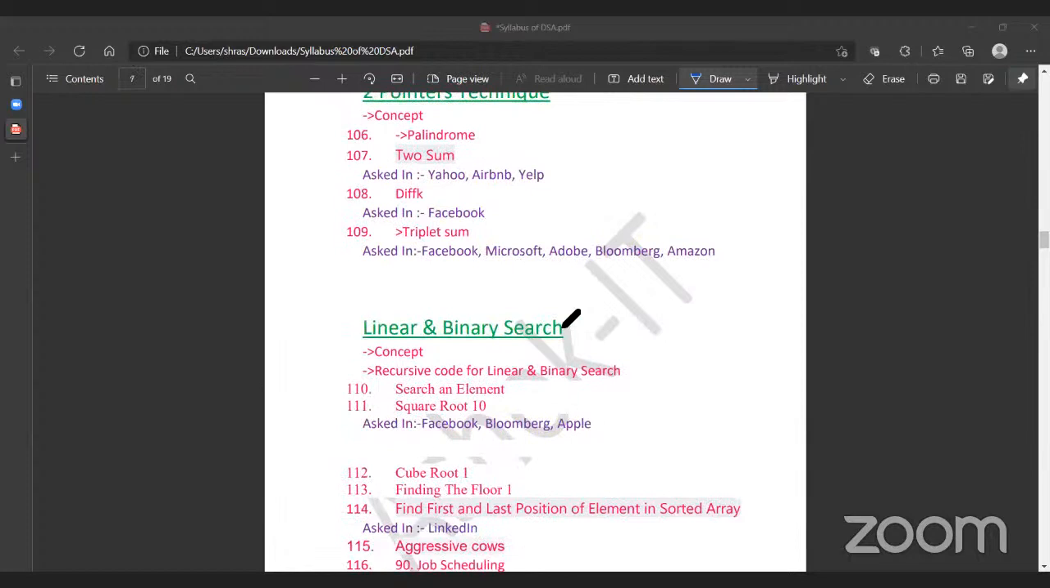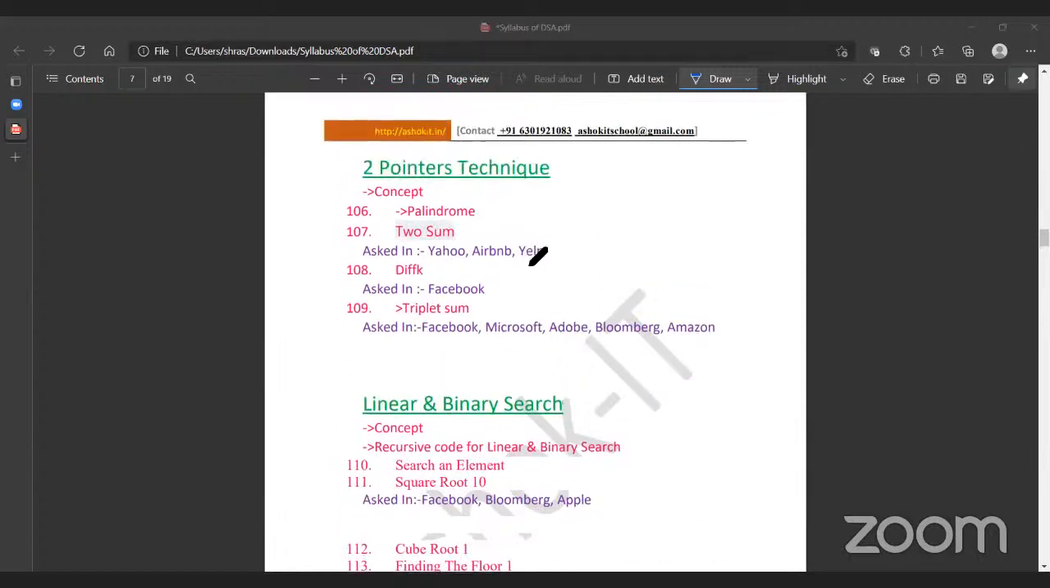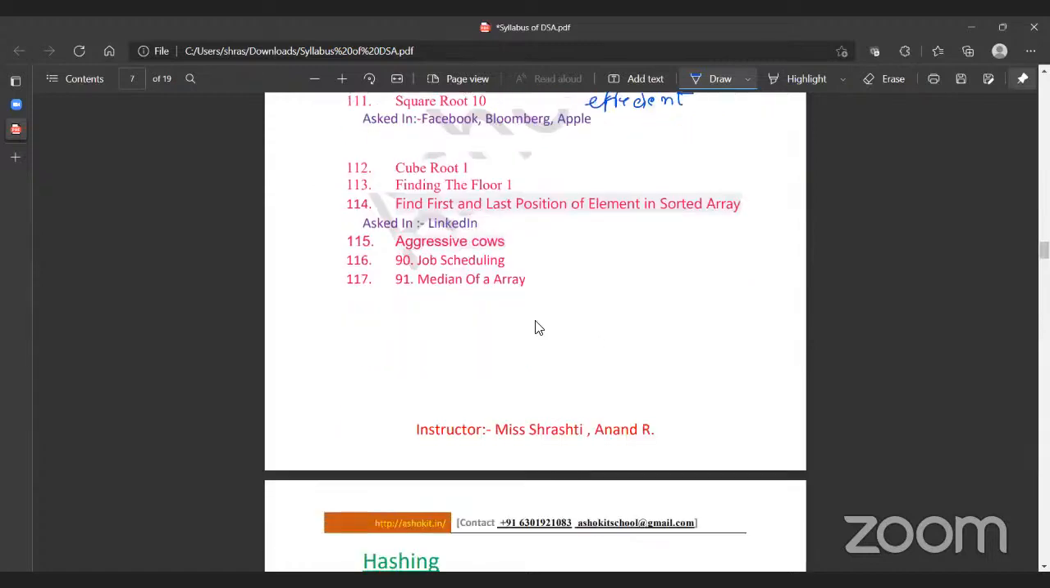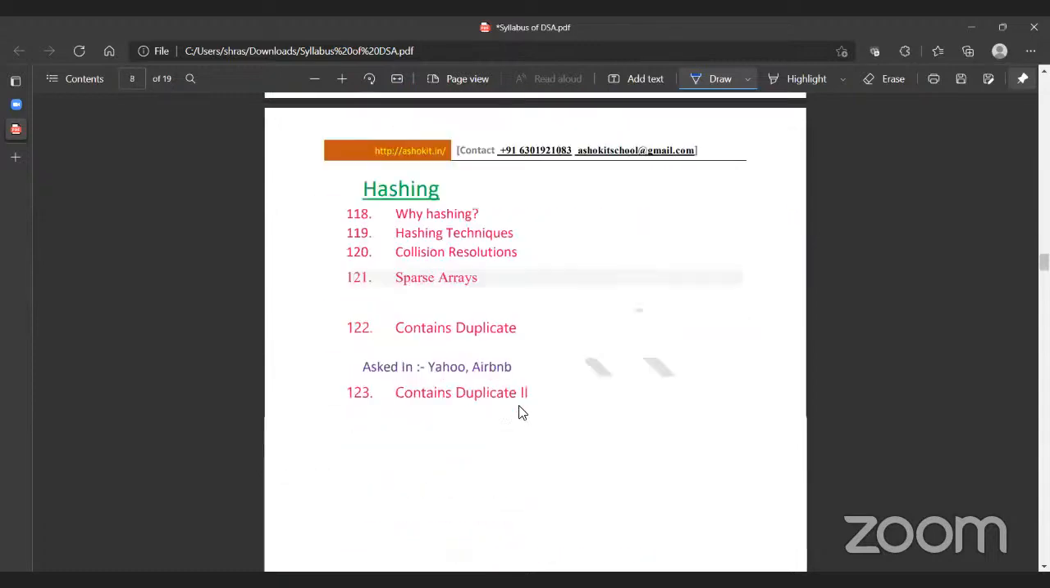Next is the two-pointer technique. It's just a technique, but if you know it, it makes your problem a lot easier. Linear and binary search are both types of searching techniques, but they differ in time complexities. Sometimes one is more efficient and the other can be less efficient at the same time. They both have their own advantages and disadvantages. There can be lots of questions in linear and binary search.